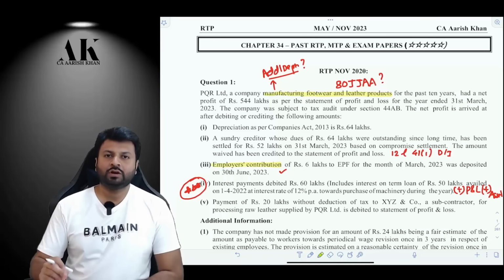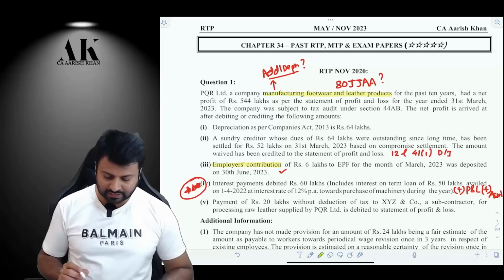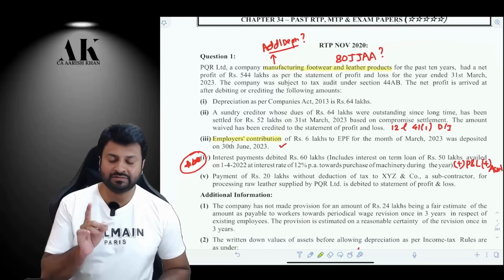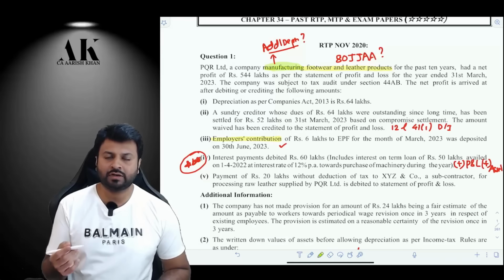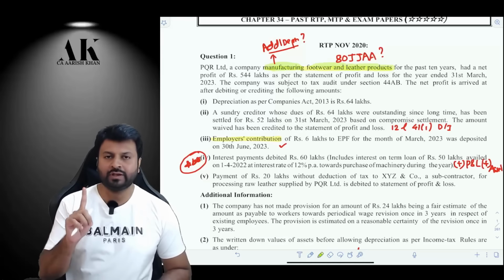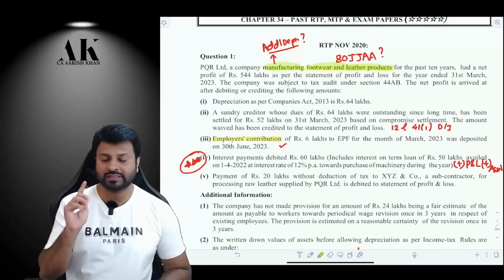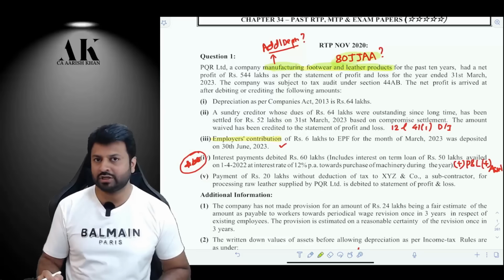Without wasting any further time, let's start with the first RTP, that is November 2022. In the first RTP, the first key point is given in the first line. There is a word manufacturing over here. Whenever the word manufacturing comes, you have to come to one conclusion that there can be an implication of additional depreciation. Apart from that, wherever there is a business of footwear, leather, apparel, always remember that there can be an implication of 80JJAA, that is the employment wala section under chapter 6A.